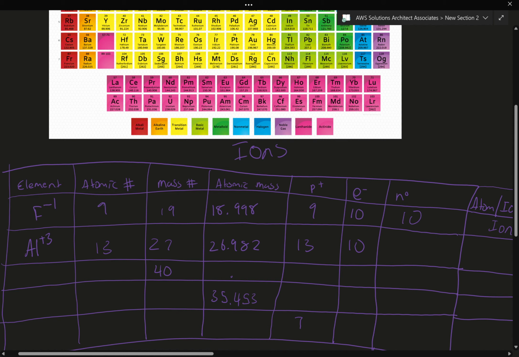And we solve the number of neutrons the same way. I don't know what it is because I suck at math and I'm not going to do the math in my head. But remember, to get number of neutrons, we're taking the mass number minus the atomic number. Mass number is 27. Atomic number is 13. So when you minus that, whatever answer that you get. And this, of course, is an ion.